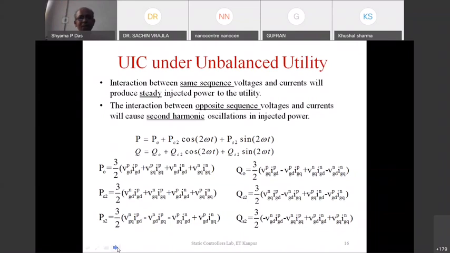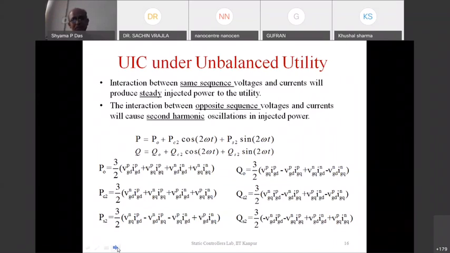And the quadrature component of the voltage is equal to 0. So which means VGQP equal to 0. So whenever we find VGQP, we equate that to 0. So we have got three equations which are obtained by equating Q naught equal to 0, PC2 equal to 0, and PS2 equal to 0.